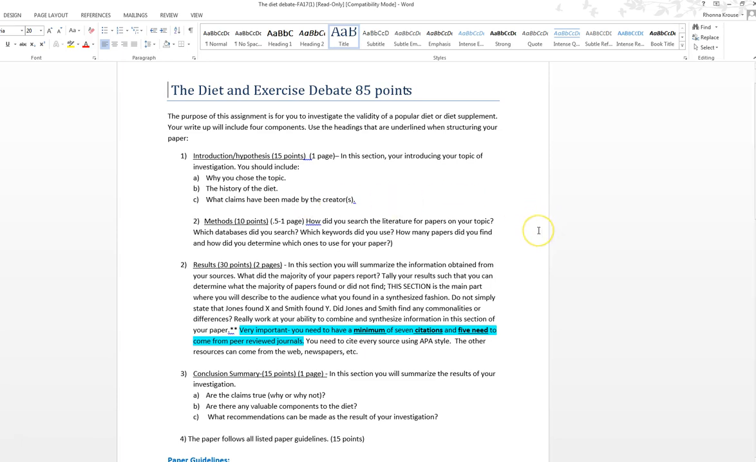You will find that you'll have to use lots of different research terms and lots of different search terms. You won't be able to just type in paleo or Atkins. You will probably have to type in components of those diets in order to isolate different types of research. Now, the next section, the results section, is where the bulk of your paper is going to come in.